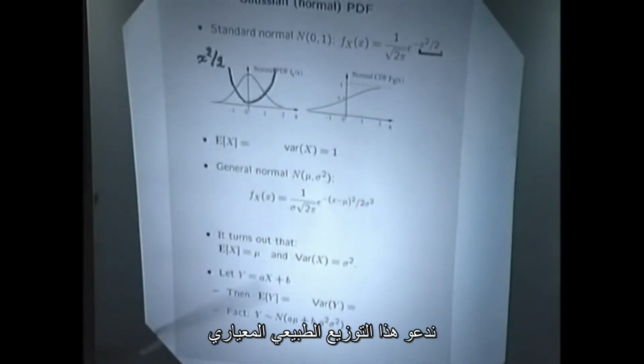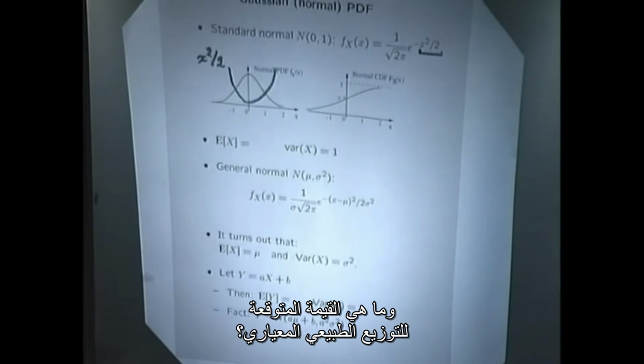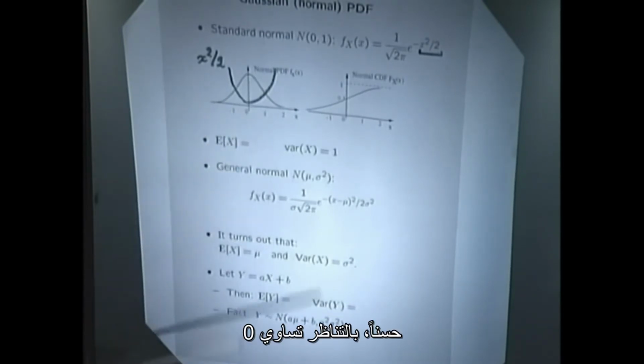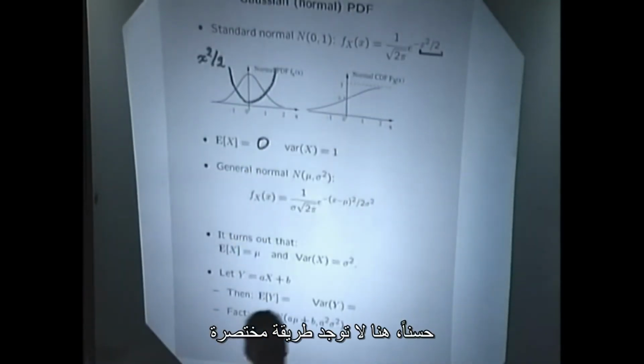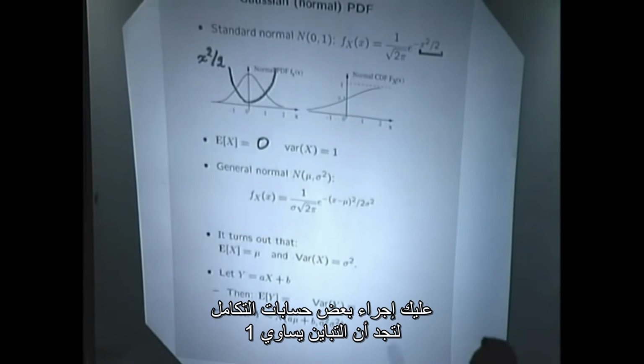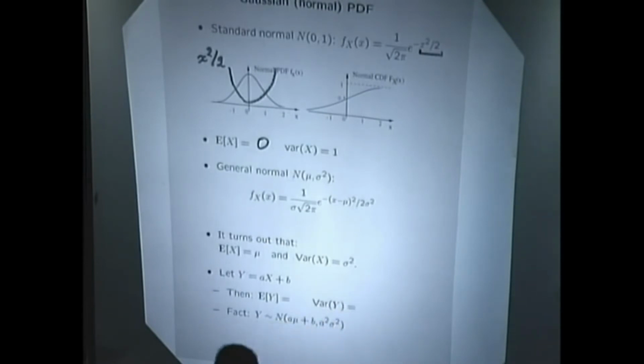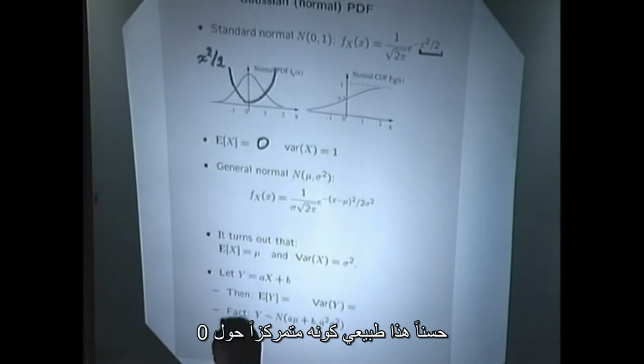We call this the standard normal. And for the standard normal, what is the expected value? Well, there's symmetry, so it's equal to 0. What is the variance? Well, here there's no shortcut. You have to do another calculus exercise, and you find that the variance is equal to 1. Okay, so this is a normal that's centered around 0.